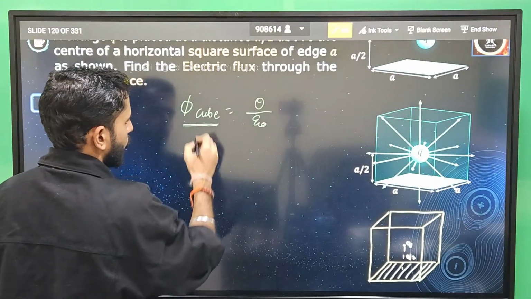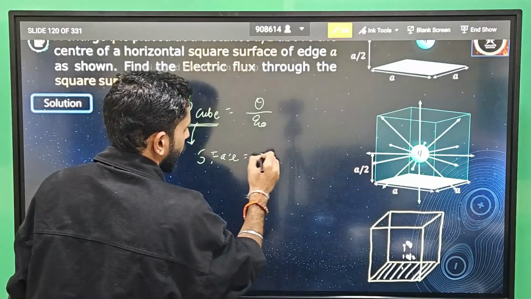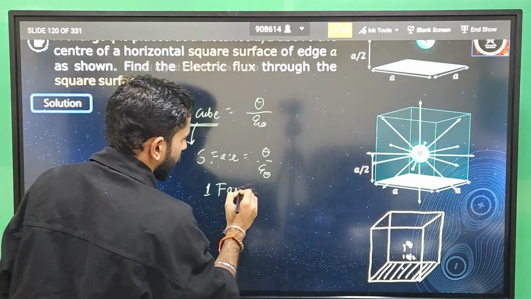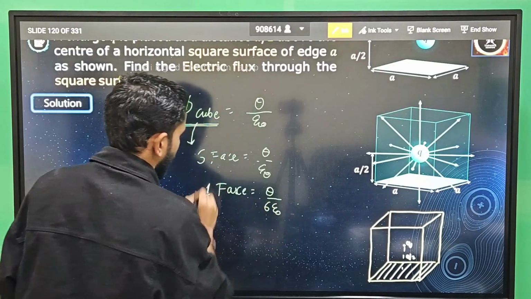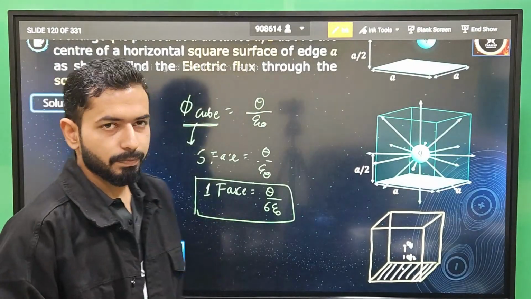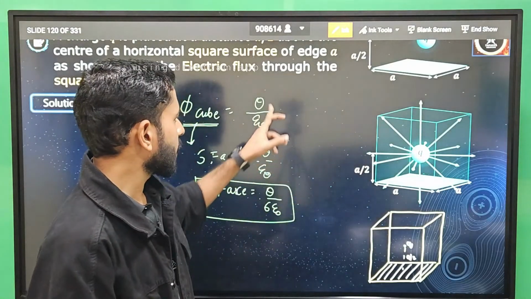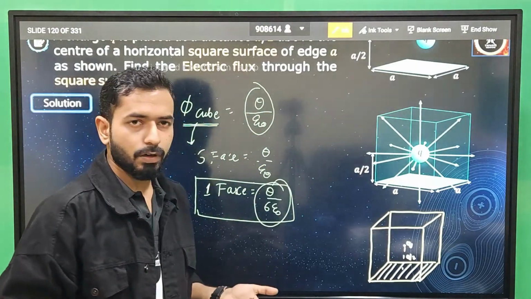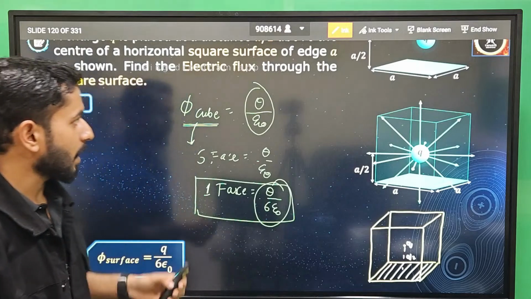Now, how many faces does this cube have? That means I can also write the same thing, that 6 faces are giving you how much flux? Q divided by epsilon naught. So if I ask you about one face, because everything is symmetric, how much flux will be coming due to one face? It will be simply Q divided by 6 epsilon naught. Through the cubical body the flux is Q divided by epsilon naught. But if I am asking you about one face, you will write Q divided by 6 epsilon naught, because 6 faces are giving you Q divided by epsilon naught. That means one face will give you Q divided by 6 epsilon naught.